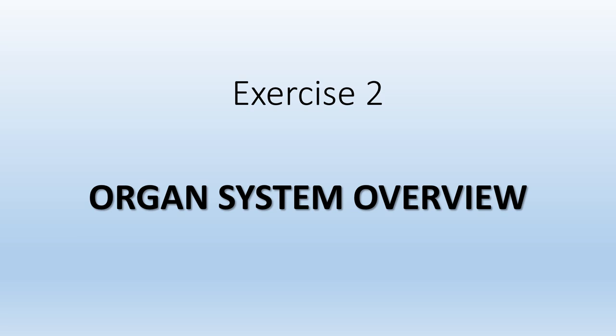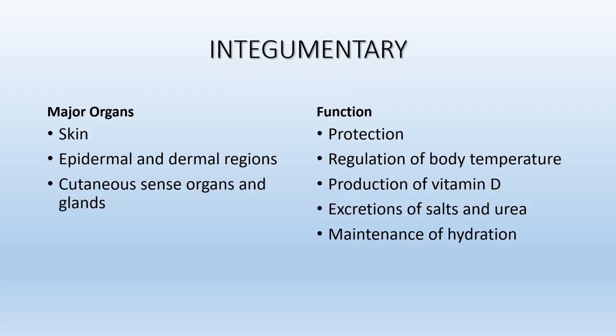In this exercise, we're just looking at an overview of the various systems that are found within the human body. There are 11 systems in total. We're going to start with the integumentary system.